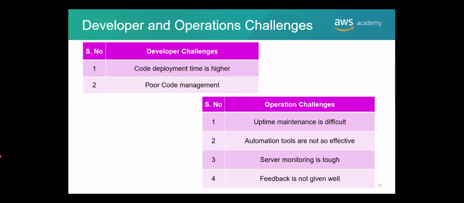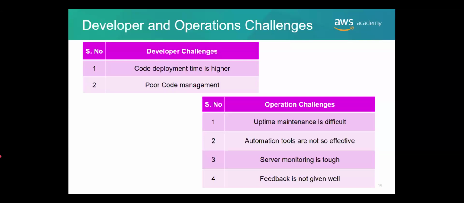Now, feedback is not given well. Previously, the operation team sometimes were able to give the feedback, sometimes they would not be able to give it, or later they would give it, which is not useful because if they had given it during development time itself, they could have corrected it. Now, after coming into production, if you go and change it, again it will take more time. These are the challenges that they faced as a developer and the operations team.